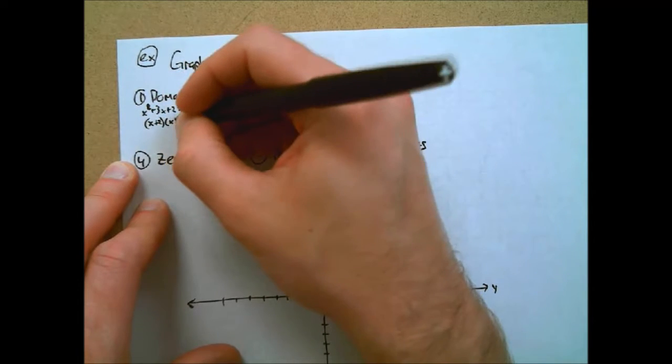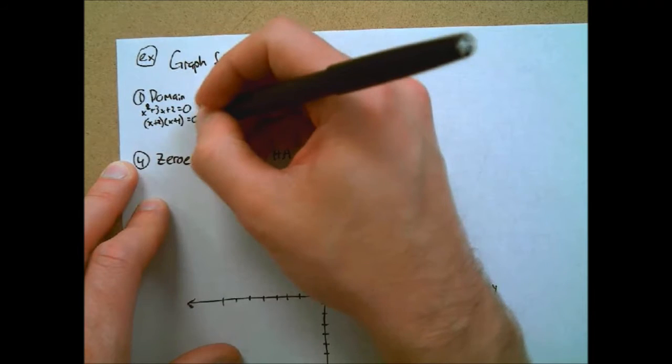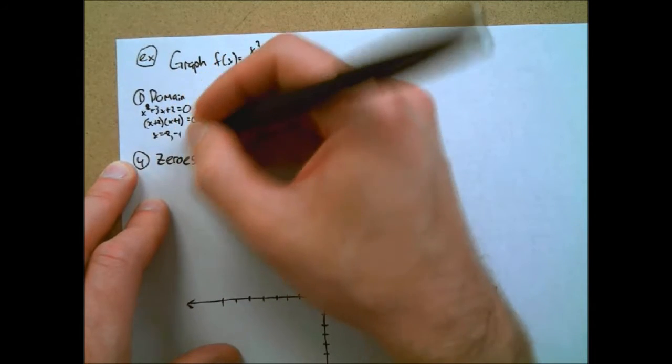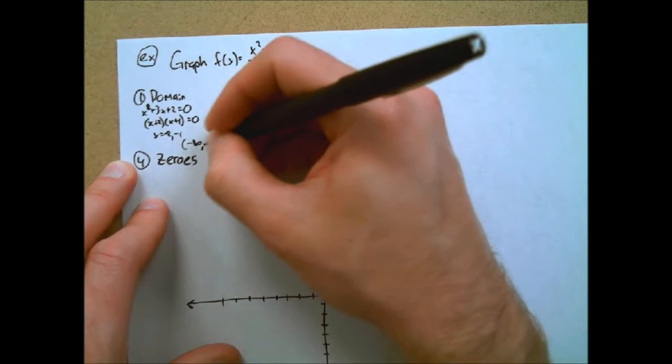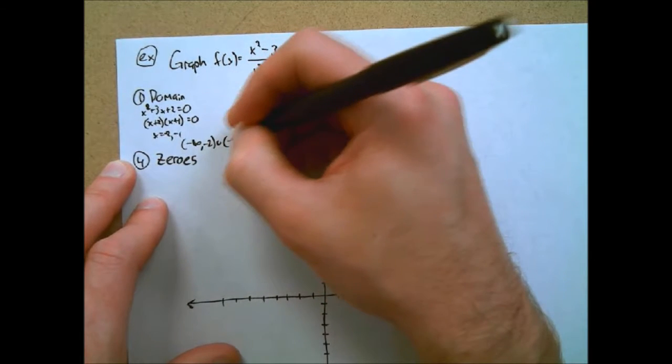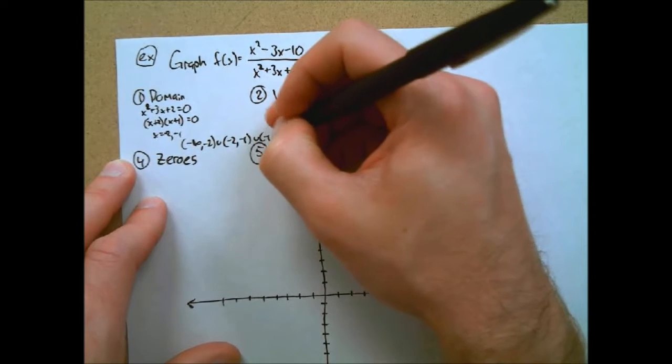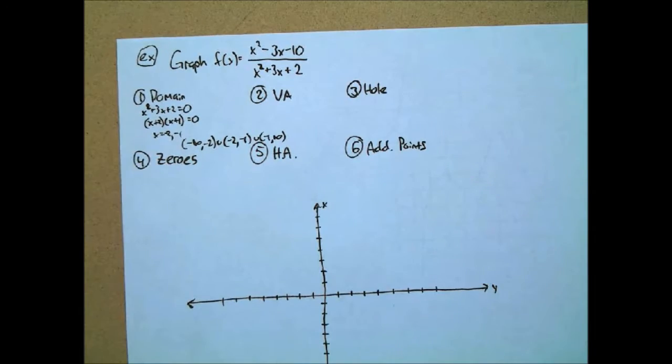x plus 2, x plus 1. So we do not want x to equal negative 2 or negative 1. So our domain will be negative infinity to negative 2, union negative 2 to negative 1, union negative 1 to infinity. I'm getting to my vertical asymptote section there. Okay, so that's our domain.